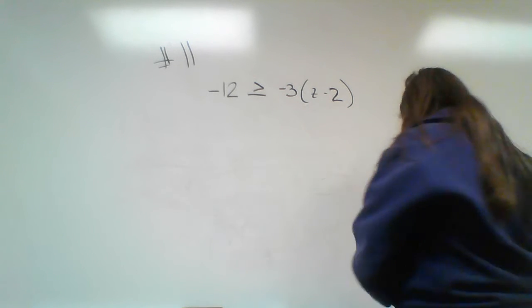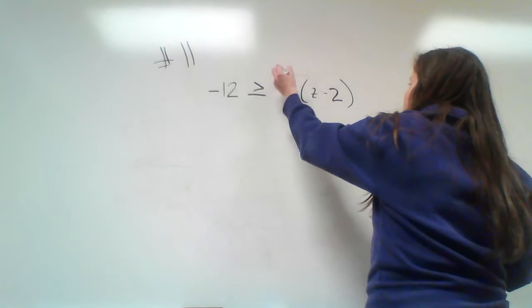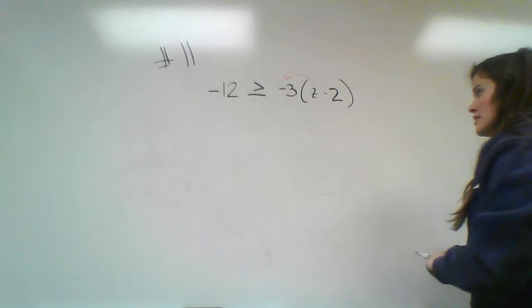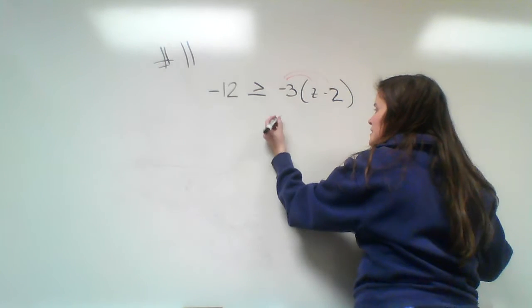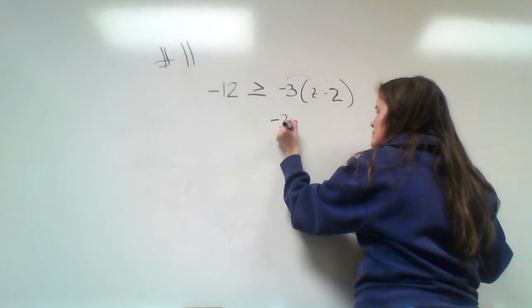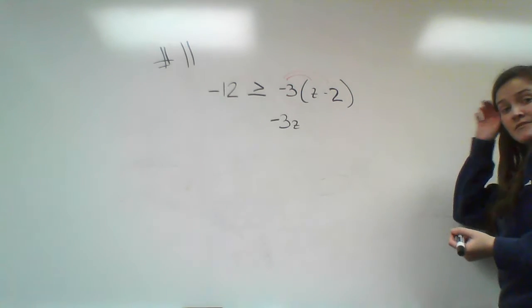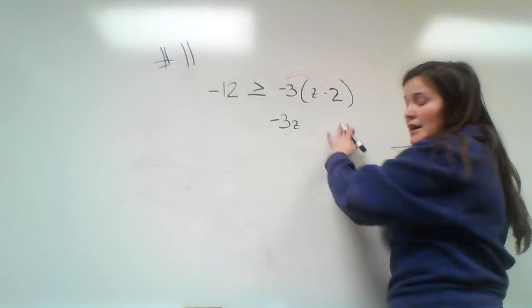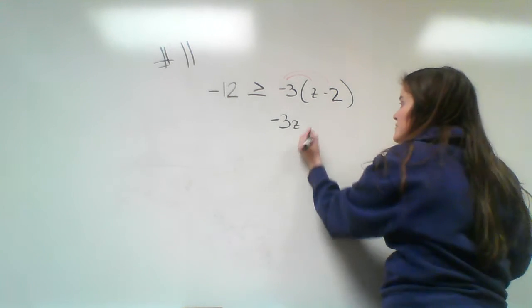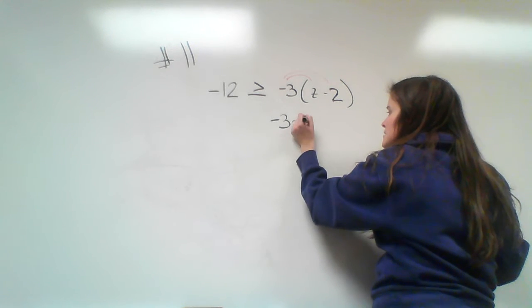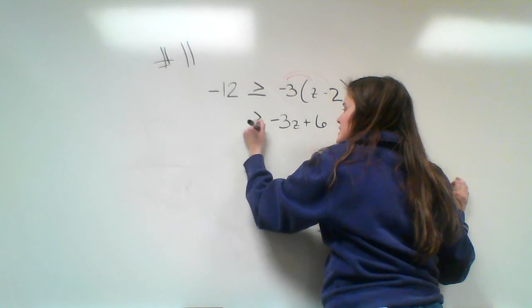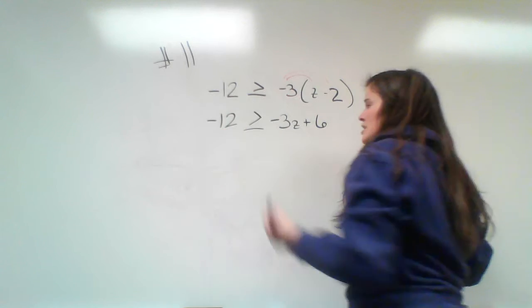Now, the first thing I need to do is distribute. So when I distribute, sorry, you can't really see my signs there. I have negative 3 times z. Negative times a positive stays a negative. And then I have negative 3 times negative 2. A negative times a negative equals a positive. So 3 times 2 is 6, and it's positive because it was a negative times a negative. My sign stays the same still because I haven't changed anything.